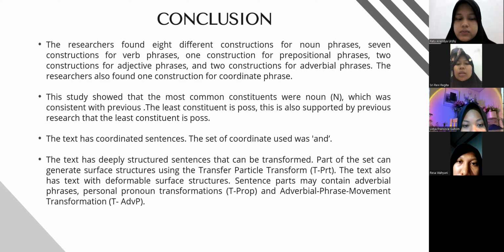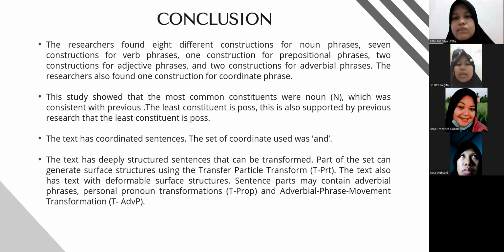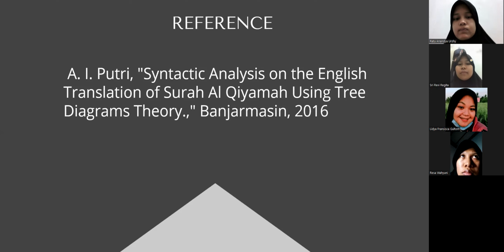The text has coordinate sentences, and the coordinate conjunction used was "and." The text has deep structure sentences that can be transformed. Part of the sentences can generate surface structure using the particle movement transformation, or TPRT, and the text also has a transformable surface structure. Sentence parts may contain adverbial phrase, personal pronoun transformations, and then adverbial phrase movement transformation. Our research is based on the reference by Putri, titled Syntactic Analysis on the English Translation of Surah Al-Qiyamah Using Tree Diagrams Theory.